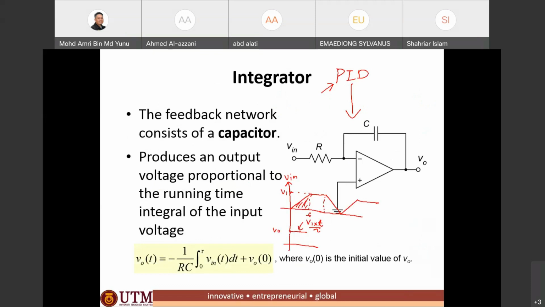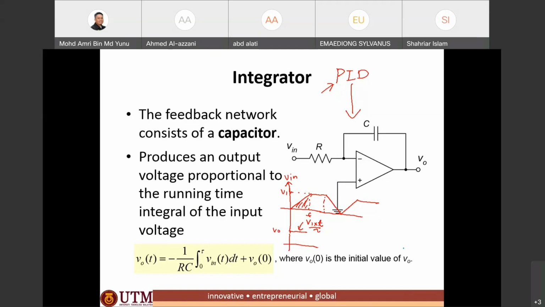And then we have PID, especially in control circuits, where you want to apply it. P is the gain, so you can apply the gain amplifier, and I is the integrator. So this is the integrator circuit. Basically it produces an output voltage proportional to the running time integral of the input.